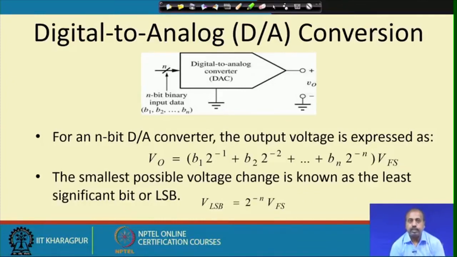By changing this LSB we get this much of change. This is the quantum, the quantization level. You cannot represent a voltage change finer than 2 power minus n times VFS. You cannot get better than that, so that way there will be an error part.